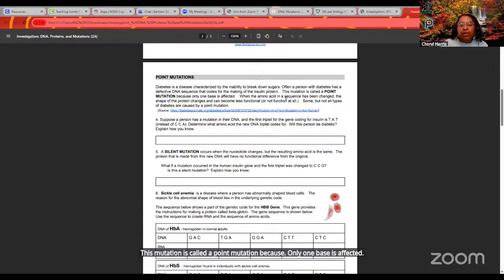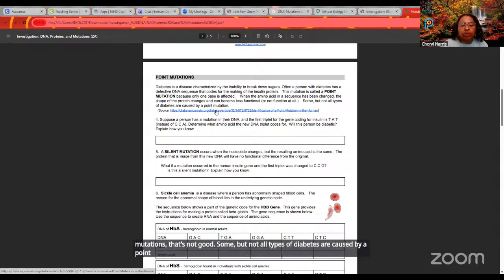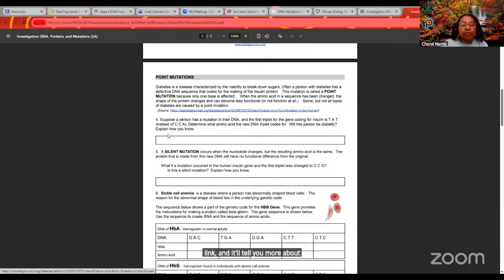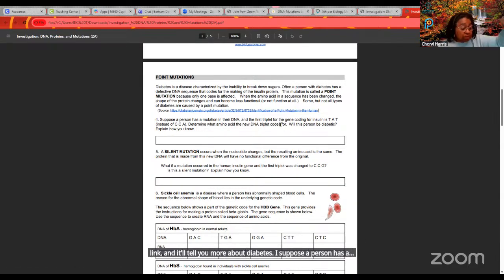When 2 amino acids in a sequence have been changed, the shape of the protein changes and becomes less functional or non-functional at all. So this is one of those mutations that's not good. Some, but not all types of diabetes are caused by a point mutation. So if you want to do more research on diabetes, you can click on this link and it'll tell you more about diabetes.